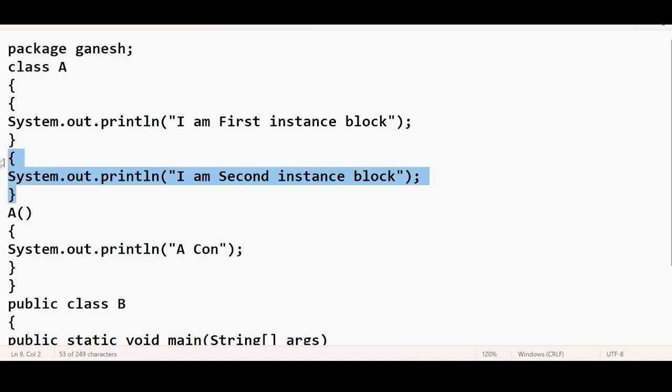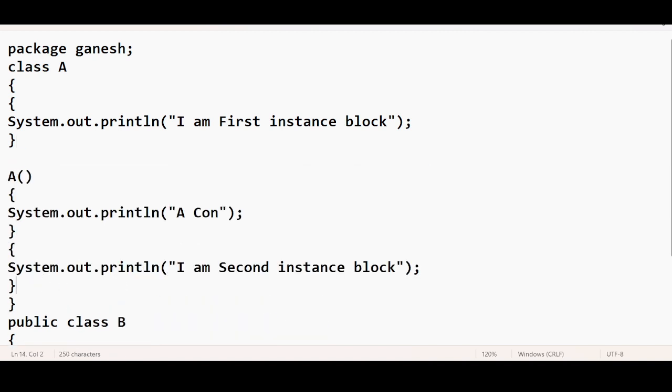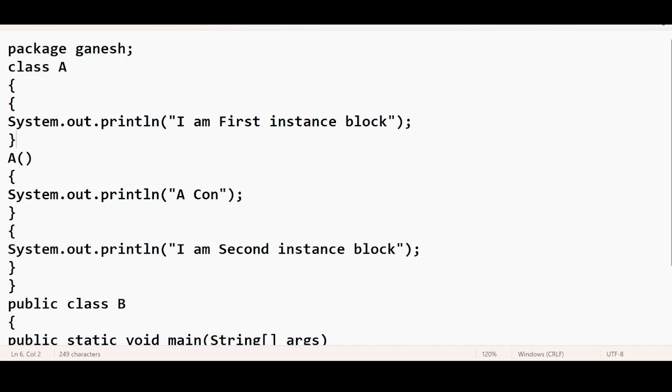Okay, even I can place this under the constructor. Okay, now what is the output? First you need to think, instance blocks are recognized and executed before executing the constructor. Having said that, first you will identify the instance blocks. There is one instance block sequentially, this is top, this is after the constructor, but this is the second in the sequence of instance blocks, then the constructor. What is the output now?